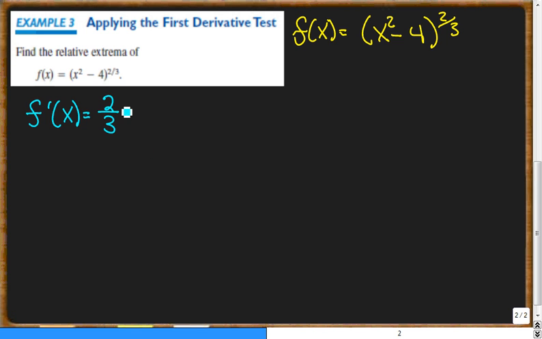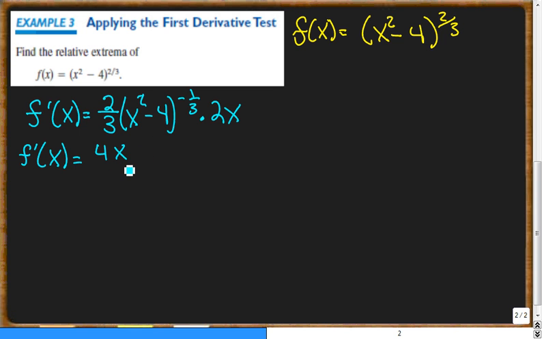So 2/3 times (x squared minus 4) to the negative 1/3. Then you have to multiply by the derivative of the inside, which is 2x. So for this, we end up with 4x. So 2 times 2x, we get 4x over 3 times the cube root of x squared minus 4.